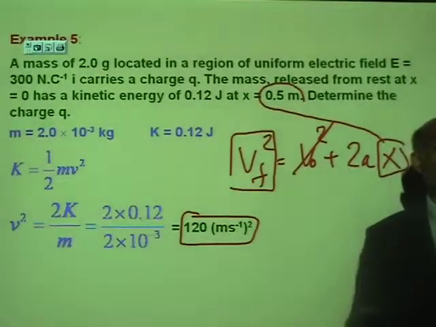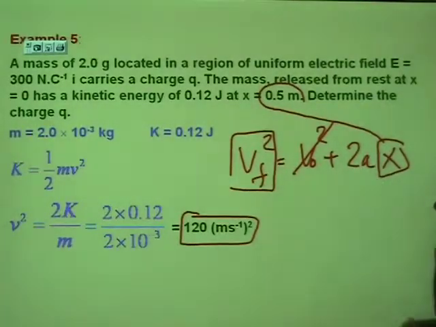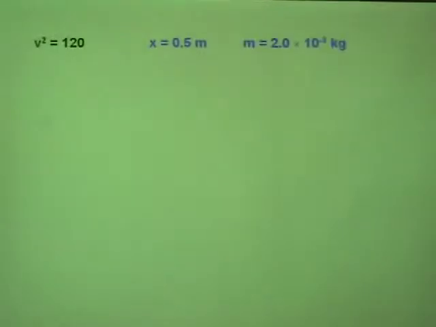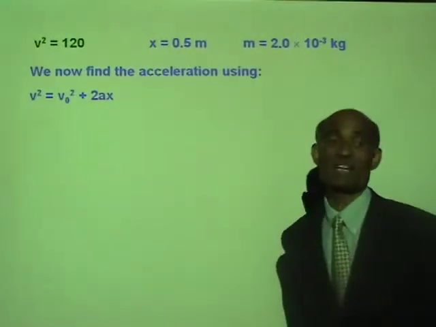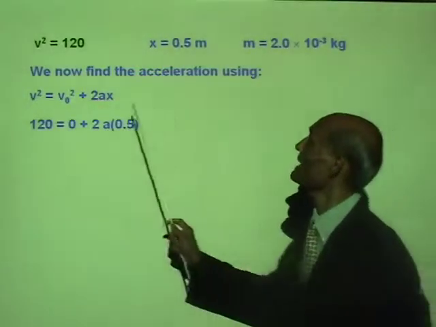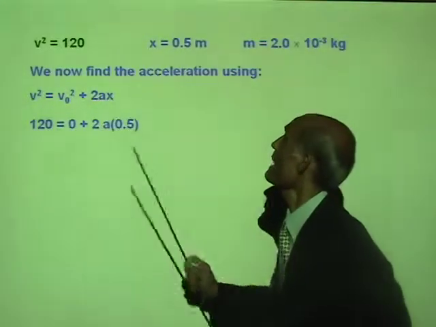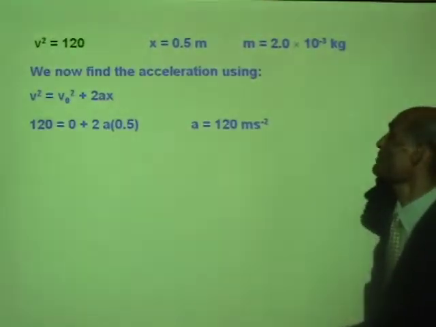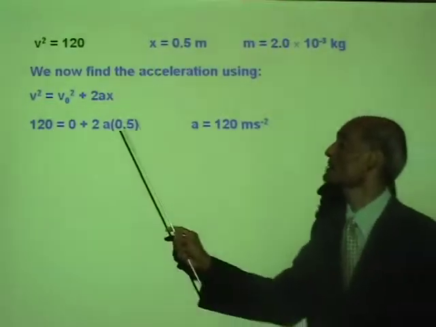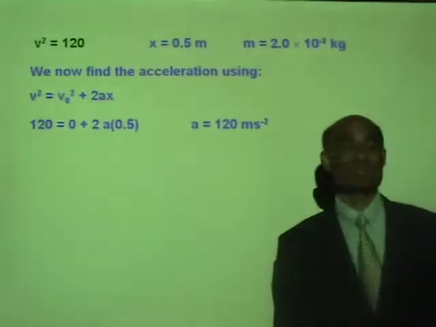You see how important it is to know these things. So from this equation, we're going to calculate our acceleration. All right, let's go and do that then. So we now find the acceleration using v squared equal to v0 squared plus 2ax. I'll replace v squared by 120 and replace x by 0.5, and that gives me a equal to 120 meter per second squared. Simple equation, because 2 times 0.5 is 1. A equal to 120 meter per second squared.